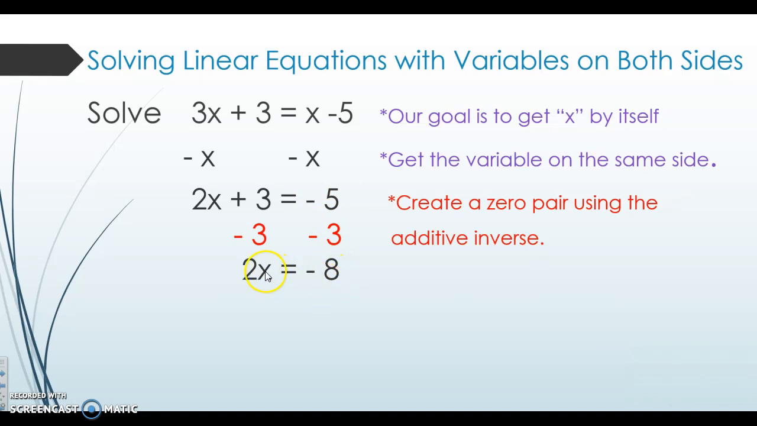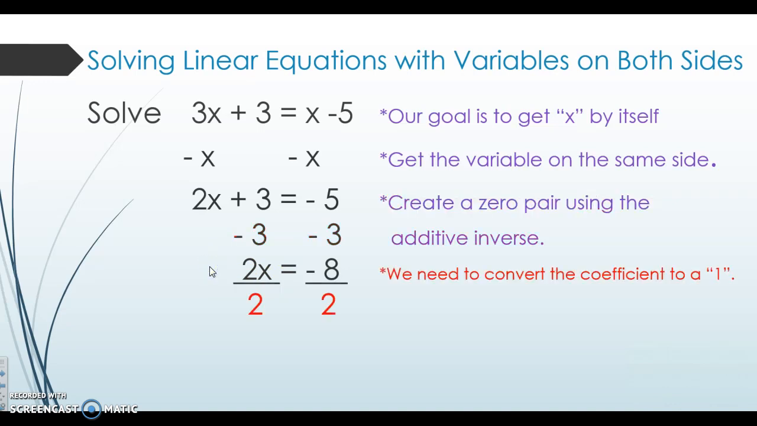Our last step to get x by itself, we see that multiplication is taking place here. So in other words, x is being multiplied by 2, so we need to do the opposite operation, which means we need to divide by 2. And whatever we do to one side, we need to do to the other. By doing so, we convert this into a 1, giving us 1x, and a negative 8 divided by a positive 2 is a negative 4. X equals negative 4 is our final answer.